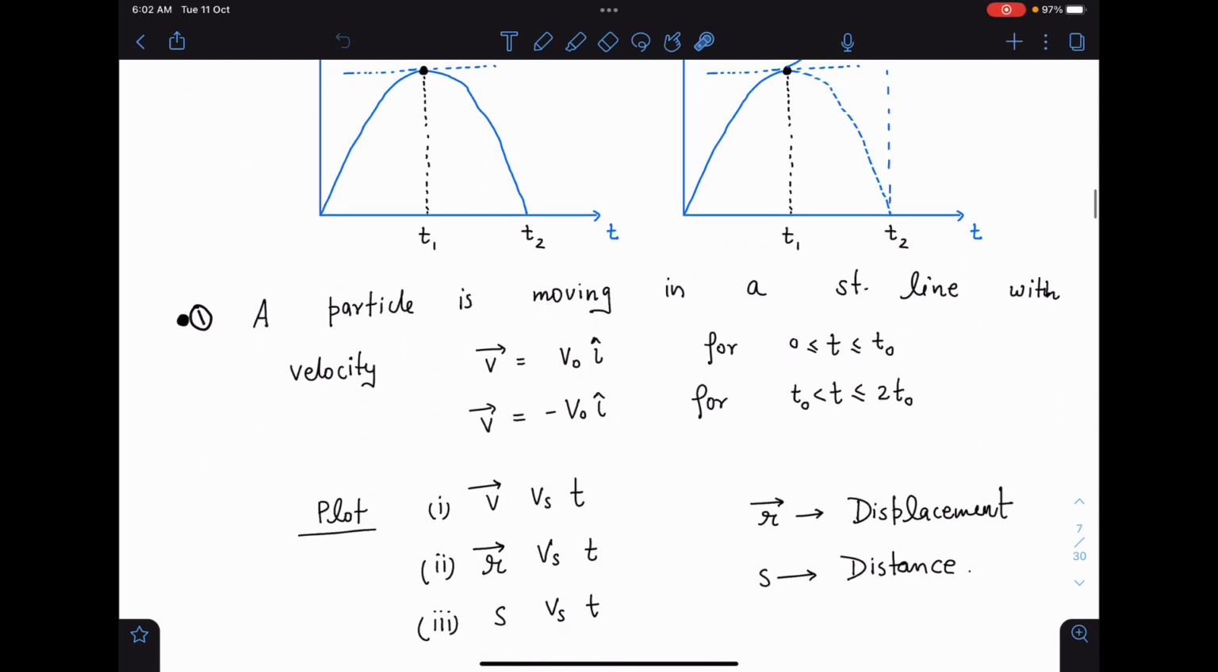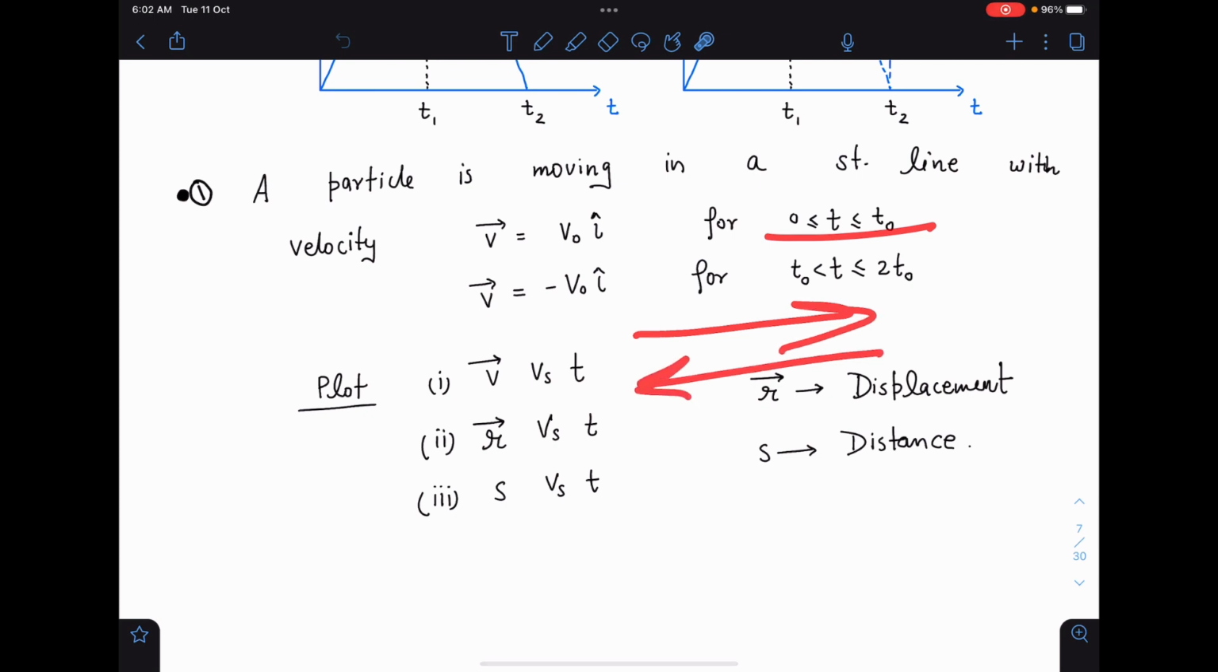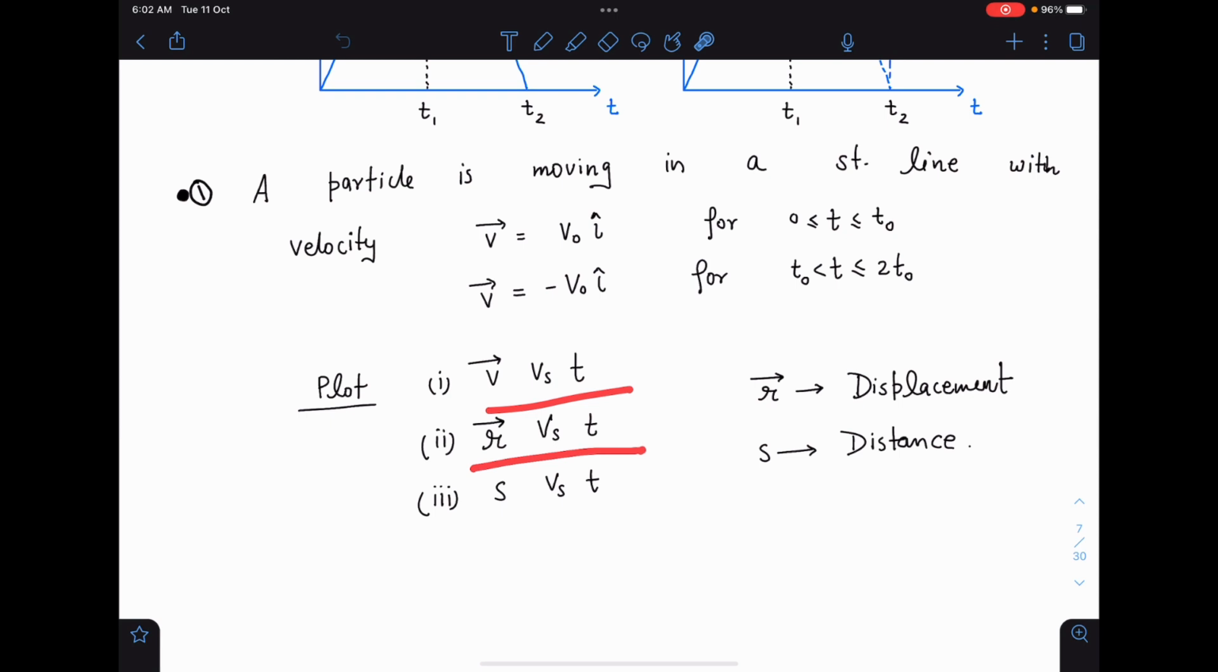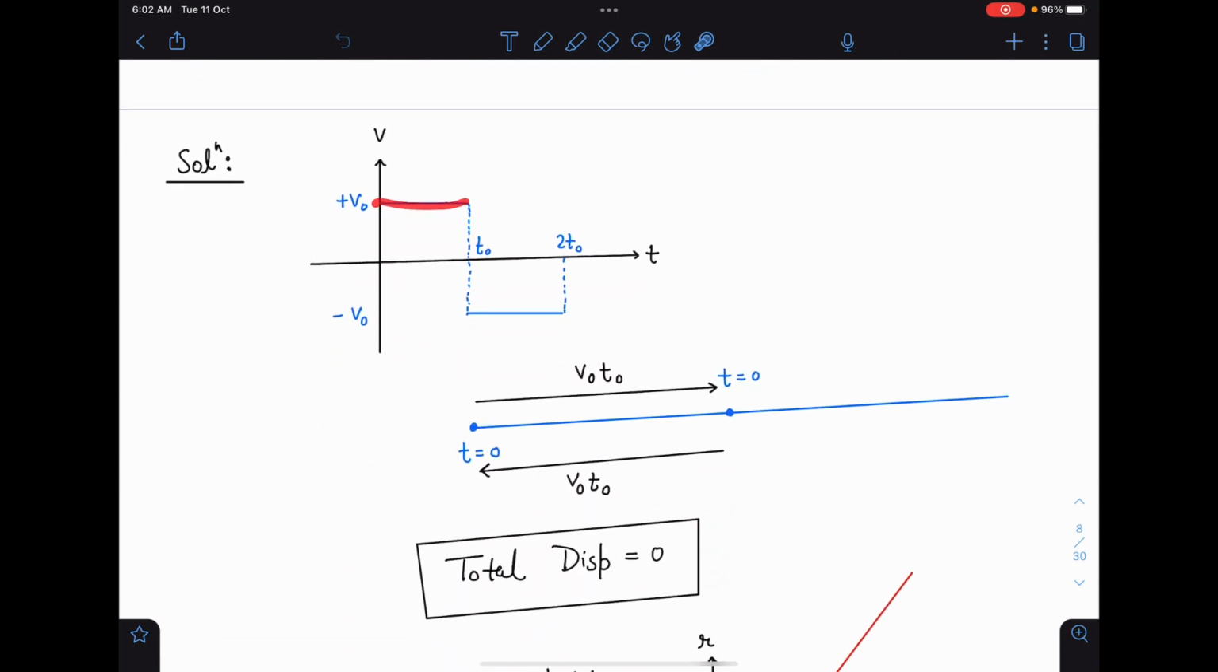So these are very easy problems you can get. In one case, for 0 to t, the particle is moving with constant speed and then coming back with constant speed minus v naught i cap. So velocity-time, position-time and distance-time. Very quickly we can see, if you look at the velocity, it's constant and then negative, of the same value.